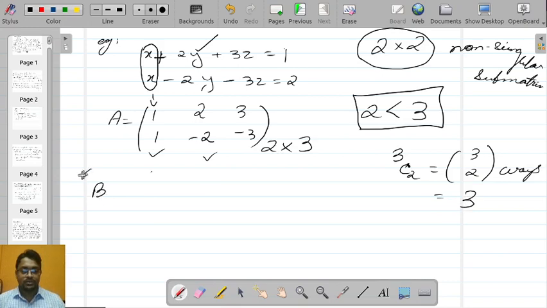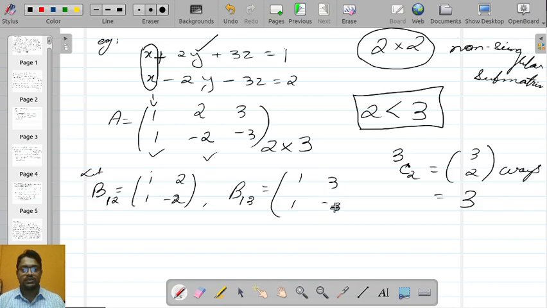Let us write B12, which means I am taking the first column and second column. So B12 is [1 2; 1 -2]. Then I am taking the first column with the third column, so B13 is [1 3; 1 -3]. And then I am taking the second column with the third column, so B23 is [2 3; -2 -3].